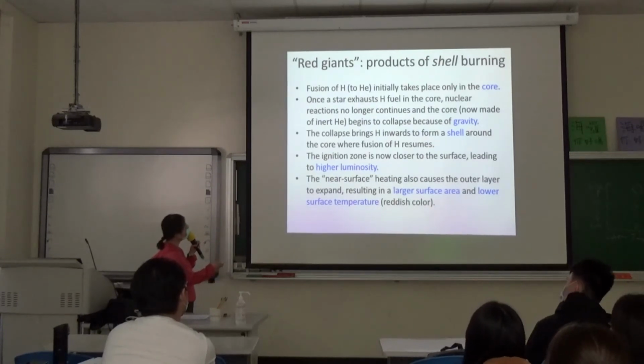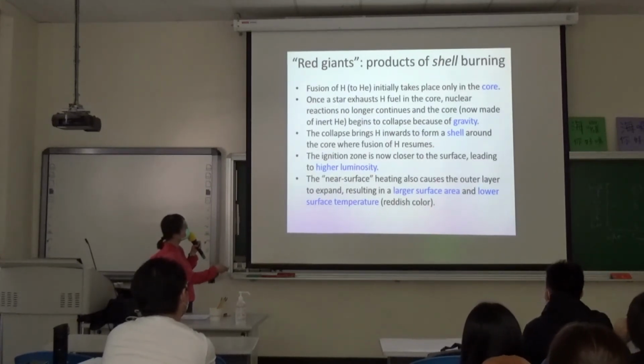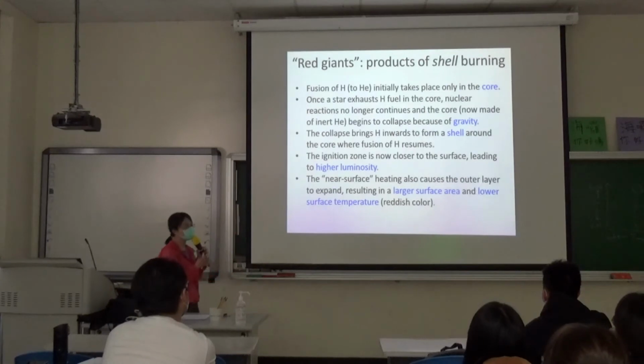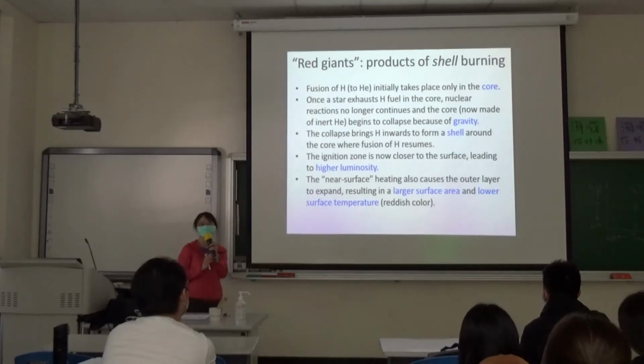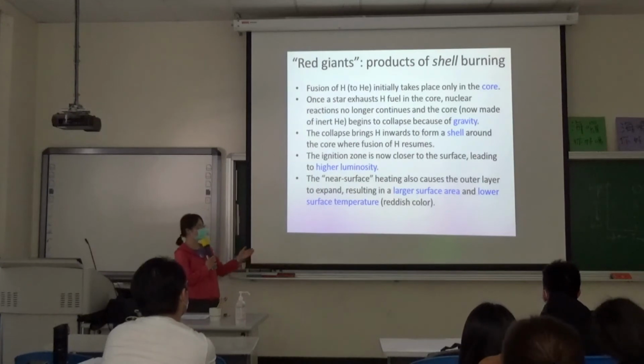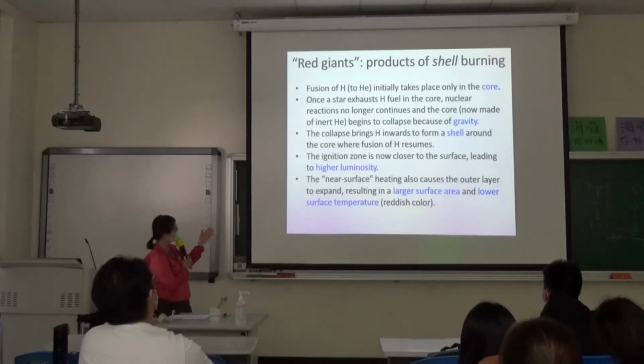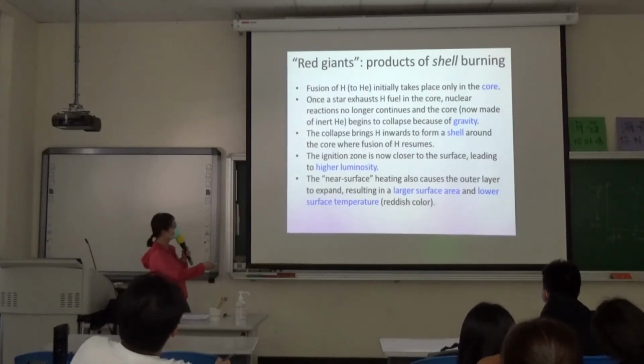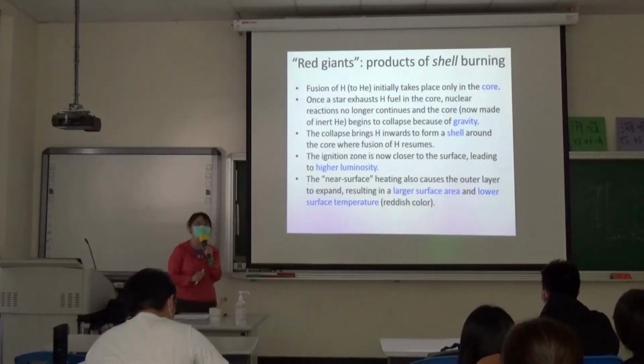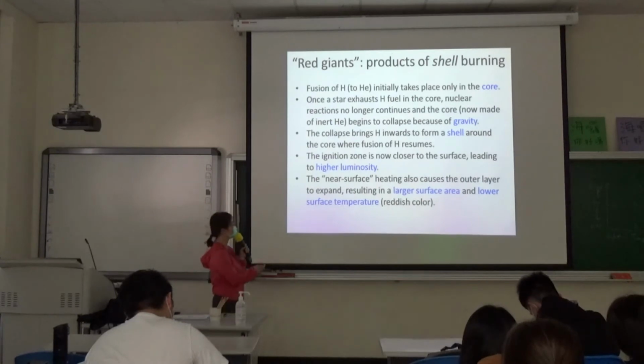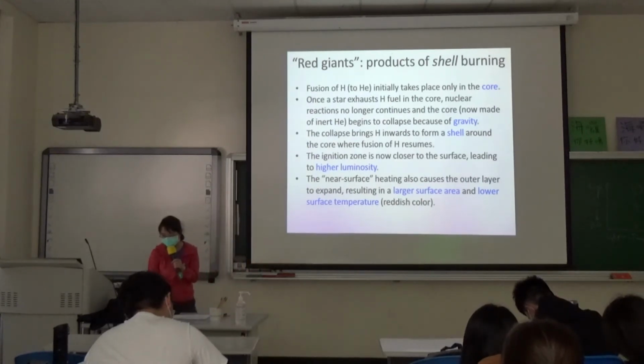This kind of near-surface heating also causes the outer layer to expand, resulting in a larger surface area and a lower surface temperature. So this is an interesting combination: higher luminosity, but lower surface temperature and larger size. That's the formation of giants.